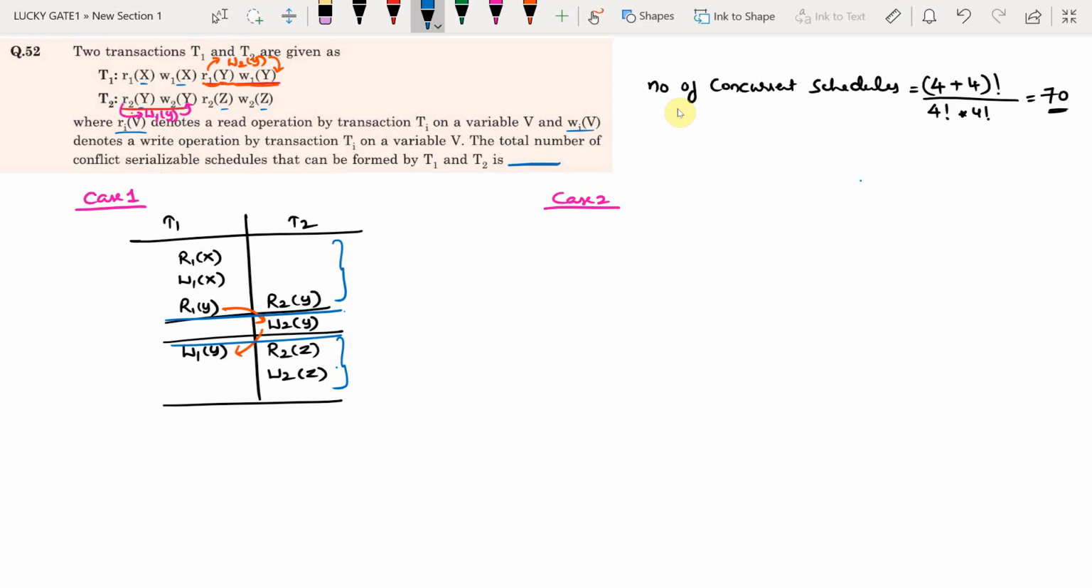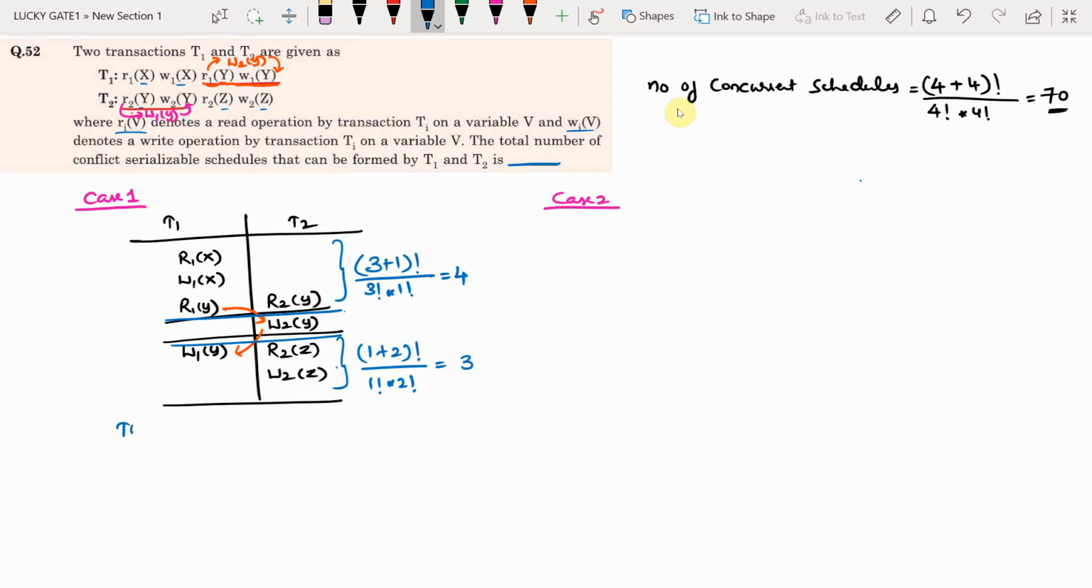So the number of ways the 3 operations of T1 and 1 operation of T2 can be arranged is (3 plus 1)! by 3! into 1! possibilities, which equals 4. Similarly, in the bottom side, 1 operation of T1 and 2 operations of T2 can appear in any number of ways so that it is not causing any cycles. So the number of possibilities is (1 plus 2)! by 1! into 2!, which equals 3 possibilities. Means in the upper side we have 4 possibilities, in the bottom side we have 3 possibilities.